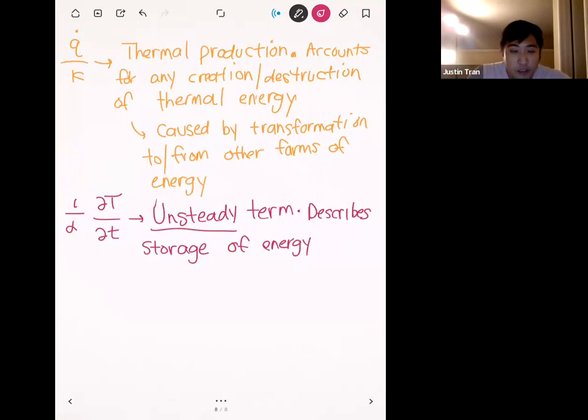All right. I'll tell you right now that we're not going to do much with this term yet. We're going to assume everything is steady state, and when you assume things are steady state, this term goes away. But we will come back to this in a few weeks.